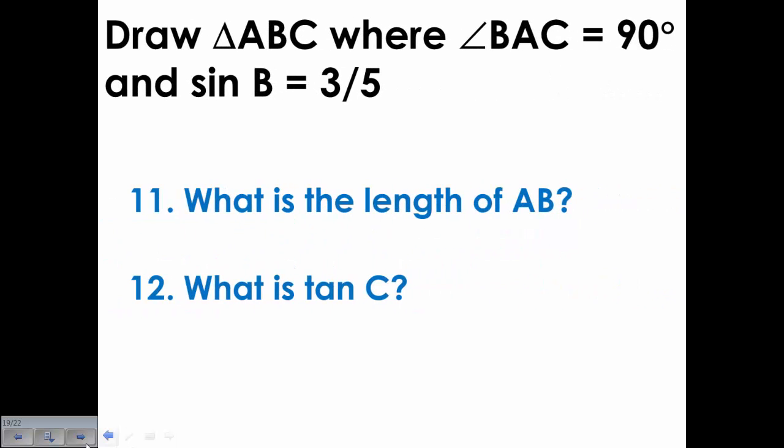This one is the one that you really need to draw the picture, where angle A is your right angle. Stand at angle B, and the opposite leg is 3, the hypotenuse is 5. How would I find the other side of my triangle? Well, you need to use the Pythagorean theorem. A squared plus B squared equals C squared. So in this problem, A squared plus 3 squared equals 5 squared. So what's the length of AB? Now they want you to stand at angle C and find the opposite over the adjacent.